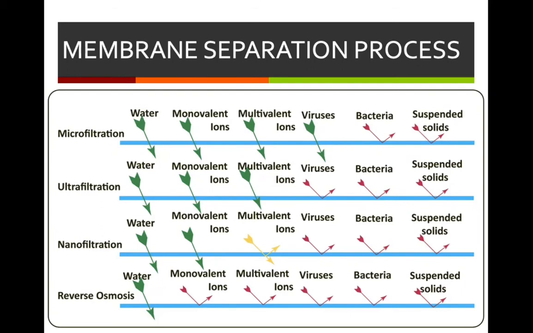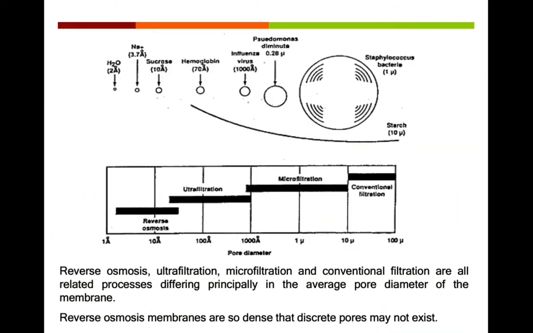So microfiltration only functions on removing bigger-sized material, for example bacteria and suspended solids. Ultrafiltration removes smaller material. With nanofiltration, part of the multivalent ions can be removed from your feed. And reverse osmosis, as we saw earlier, only water can penetrate, but not other materials. Here we'll give you some comparison of the sizes of material that can pass through.